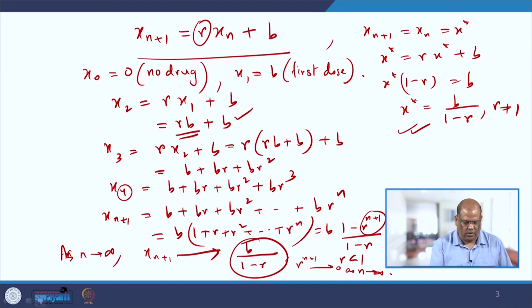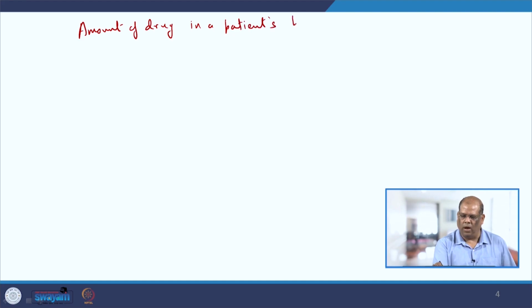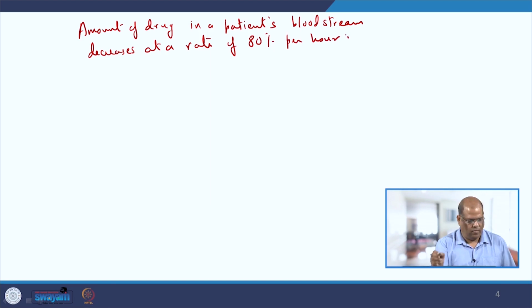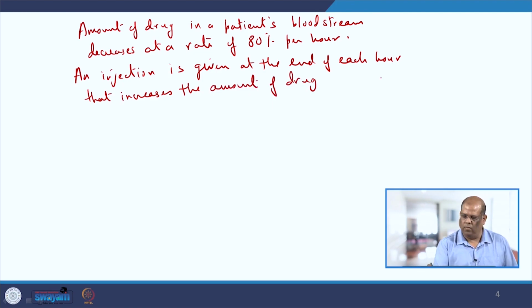Let us now take a different scenario. We assume that the amount of drug in a patient's bloodstream decreases at a rate of 80% per hour, and an injection is given at the end of each hour that increases the amount of drug in the bloodstream by say 0.2 units.